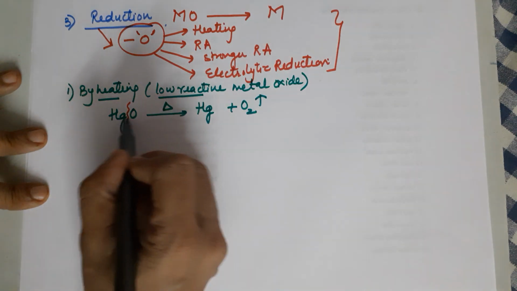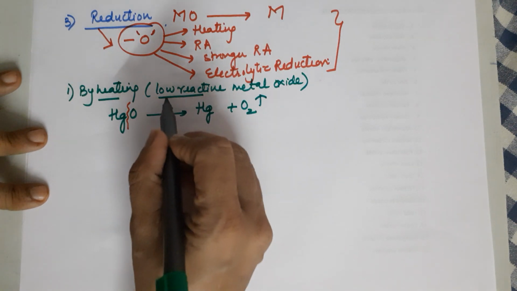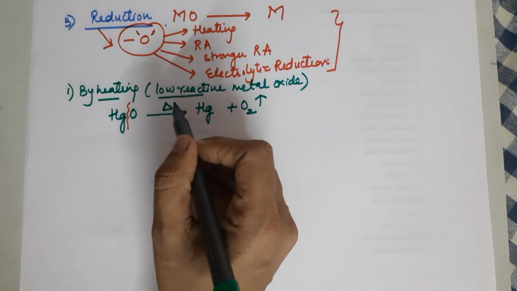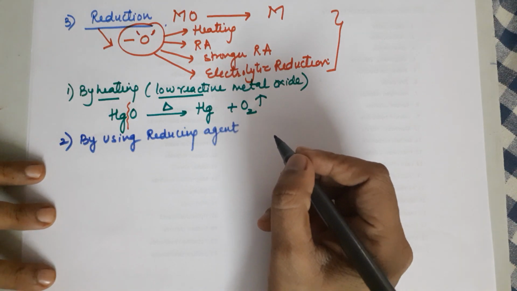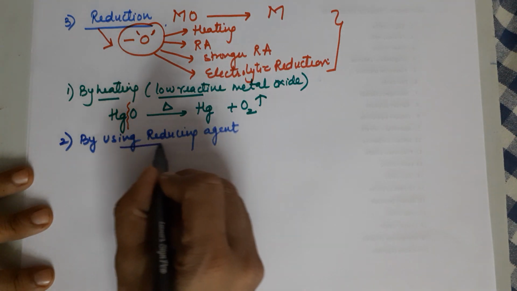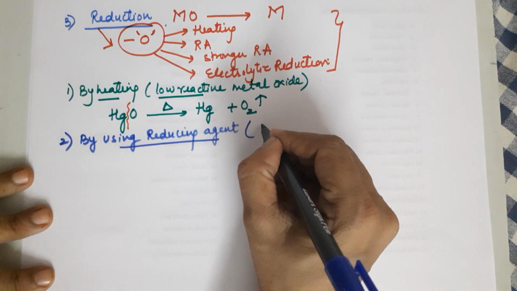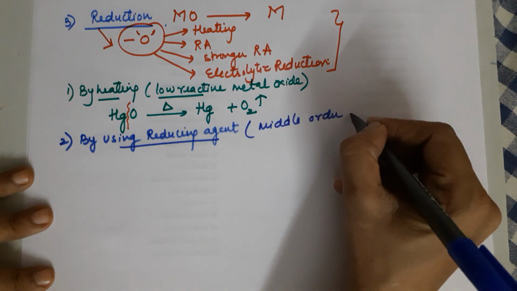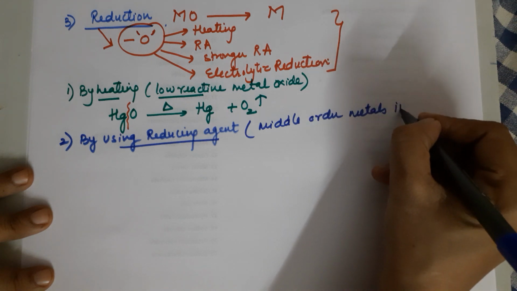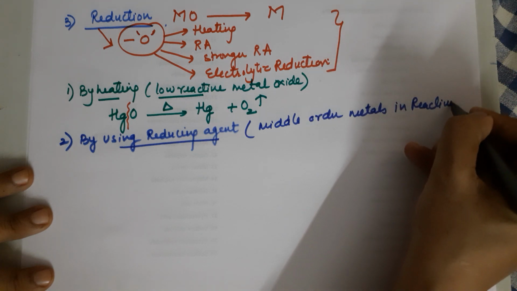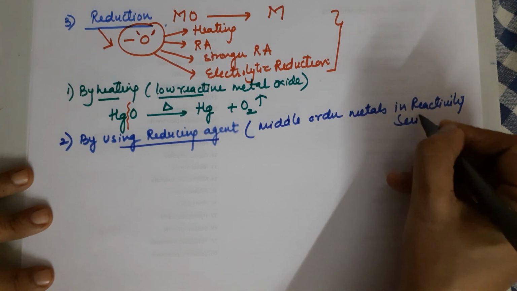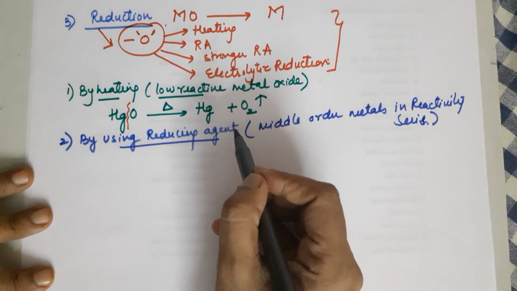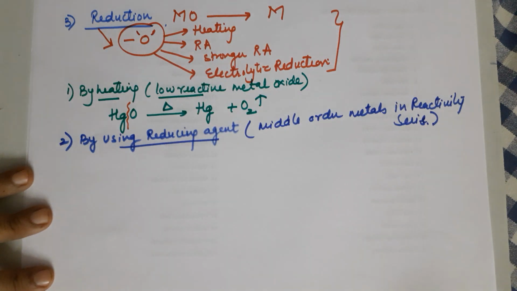So this gives you metal oxide changing to pure metal only by heating, which is applicable for those metals which are low reactive. The second option for reduction is by using a reducing agent. Now this is applicable for middle order metals in the reactivity series. तो जो metals middle order reactivity series में हैं उनके लिए you would be using the reducing agent. Now in reducing agent you have two choices.